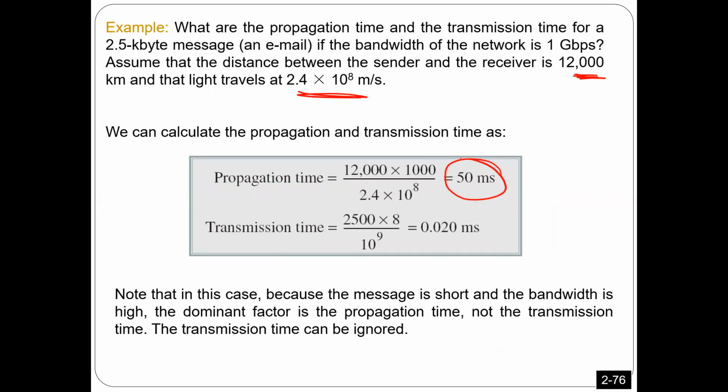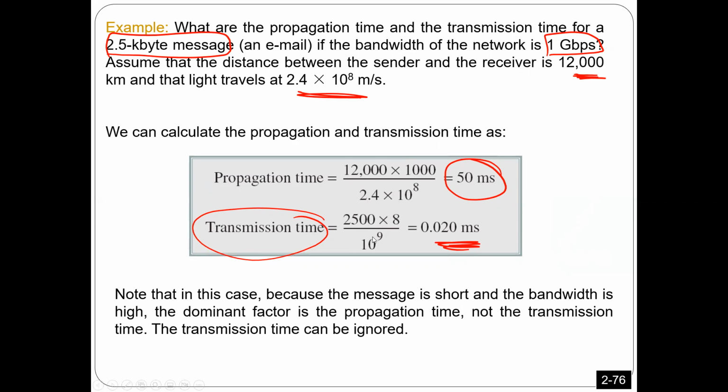That's why the propagation time is 15 meters. And now let's talk about the transmission time here. Assuming I want to transmit a 2.5 kilobyte message, and this is the bandwidth I have. The message is small, and the bandwidth is huge. So you should guess, before we even do the calculation, that the transmission time should be too small, because a small message is divided by a big bandwidth. And that's exactly what happens.